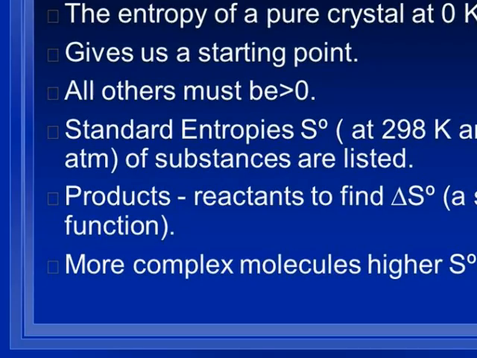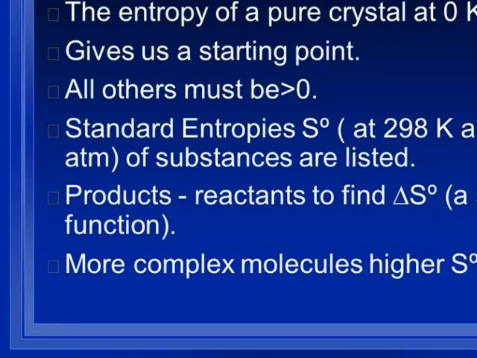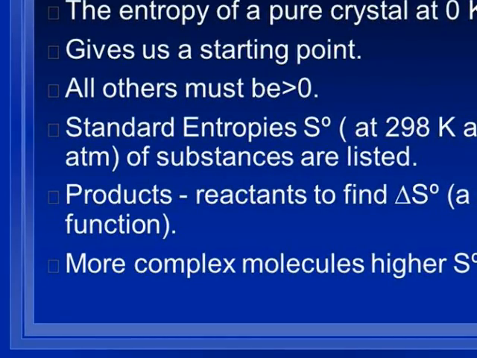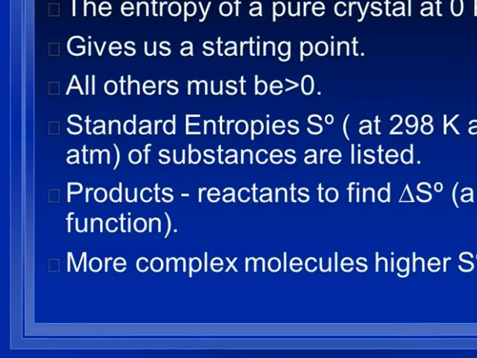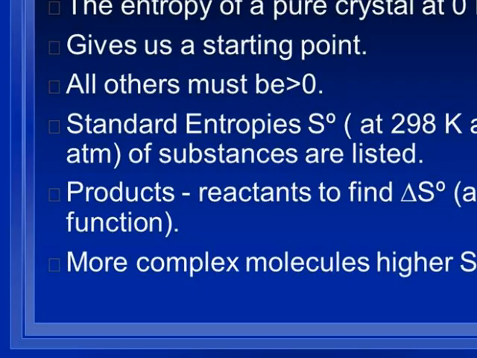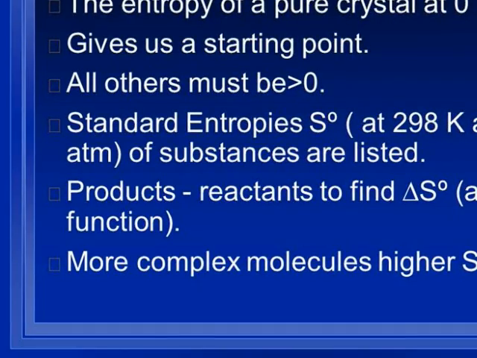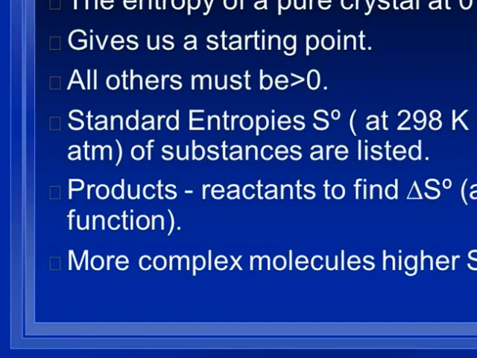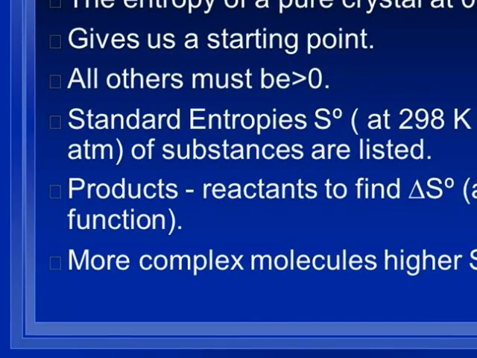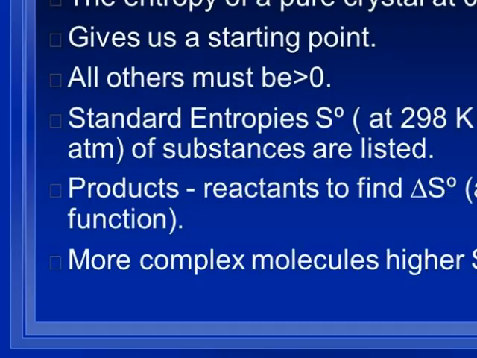Now, of course, the more complex the molecule you have, the higher the standard entropy, because they can twist and turn and form more complex shapes. Not that the shapes themselves are more complex, they can form more shapes that are also complex. So the more bonds you have inside something, the higher the delta S.